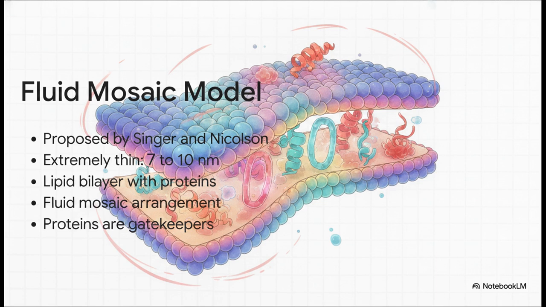Those embedded proteins, they act as literal gatekeepers. They manage diffusion, which is the natural movement of particles from high to low concentration, and osmosis, which is the diffusion of water. They're incredibly picky, selectively letting vital stuff in while blocking the rest.